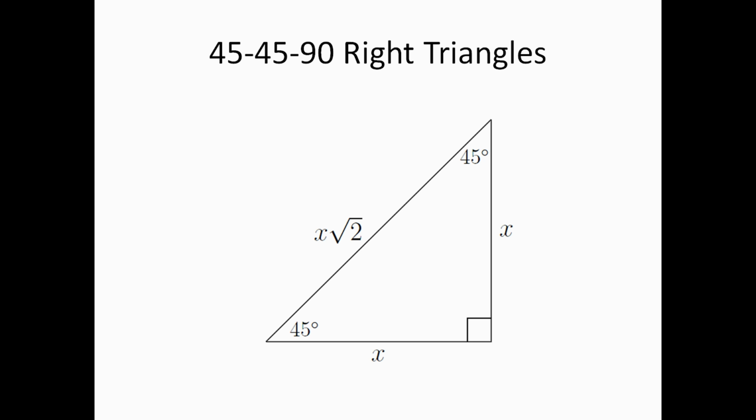Then there are 45-45-90 right triangles. Again, it's named after its angles, 45, 45, and 90. These are also sometimes called isosceles right triangles because, as you can see, the sides across from 45 degrees are always equal. And the hypotenuse is always the square root of 2 times one of those other legs.